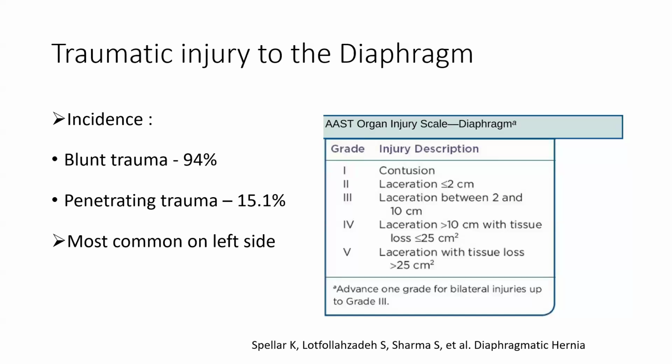Hold on. When he said 94% blunt trauma, he did not mean to say that among blunt chest trauma patients, 94% of them will have diaphragmatic hernia. All he meant to say is that among those patients who have a diaphragmatic hernia as a result of trauma, blunt trauma is the commonest cause for diaphragmatic hernia.